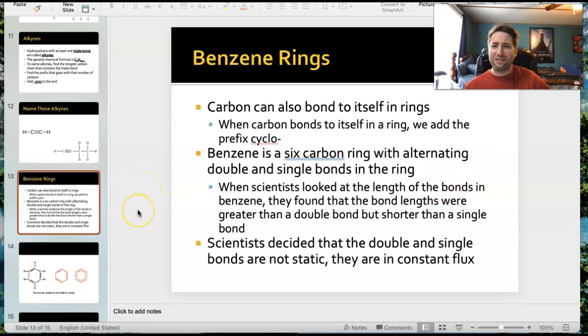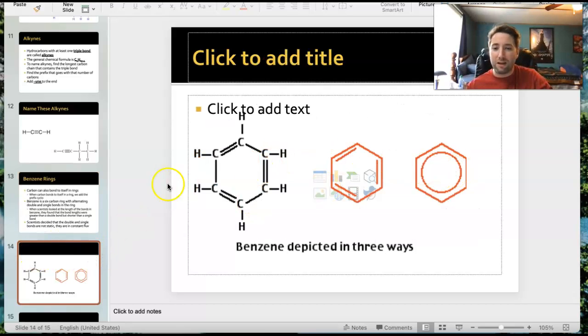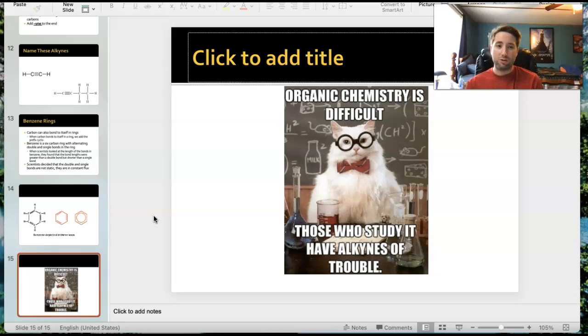The next thing that I want to talk about are these things called benzene rings. Carbon can also bond with itself in rings. And when you have carbon bonds that are in a ring, you just add the prefix cyclo. So cyclohexane is just going to be a ring of 6 carbons all singly bonded to each other. So benzene is actually a 6-carbon ring, and it has alternating double and single bonds, and it's really interesting. This is what it looks like, and it's very, very common in organic chemistry. So this is the one that I know as benzene. If you're interested in that, you can go do some more research about that.